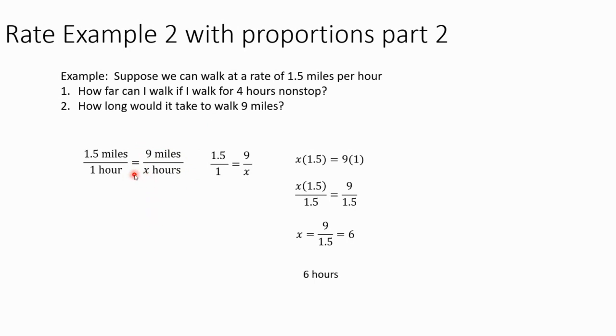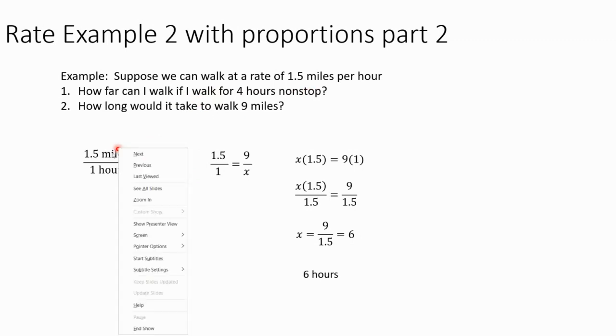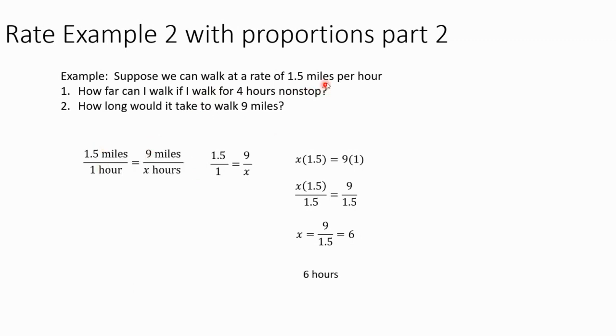They're actually equal to each other. We can set them equal because they both deal with the rate at which we're walking, the speed. So from the given information, 1.5 miles per hour is one rate. From the question, we get another rate: 9 miles over how long it takes us, which is our unknown. We set them equal and solve by cross multiplying.